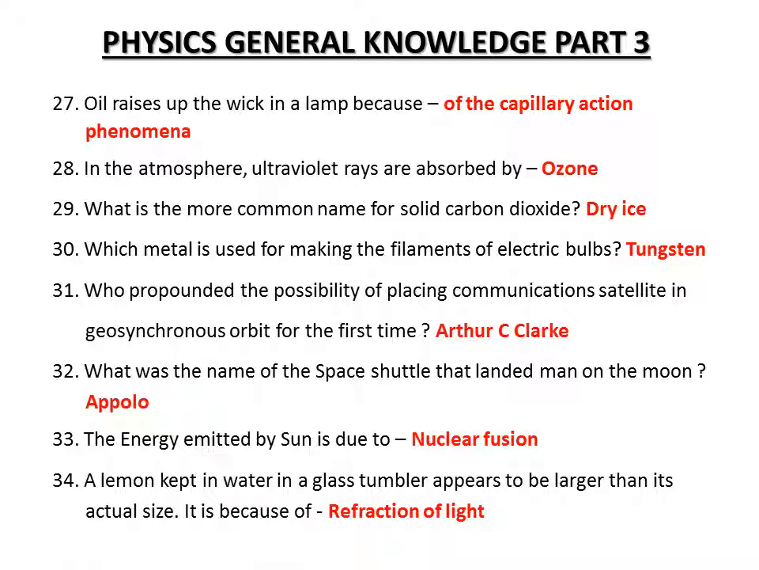Tungsten. Who propounded the possibility of placing communications satellite in geosynchronous orbit for the first time? Arthur C. Clarke. What was the name of the space shuttle that landed man on the moon? Apollo. The energy emitted by sun is due to nuclear fusion. A lemon kept in water in a glass tumbler appears to be larger than its actual size. It is because of refraction of light.